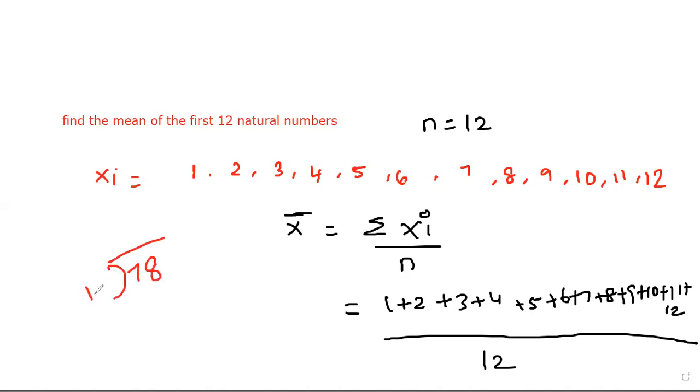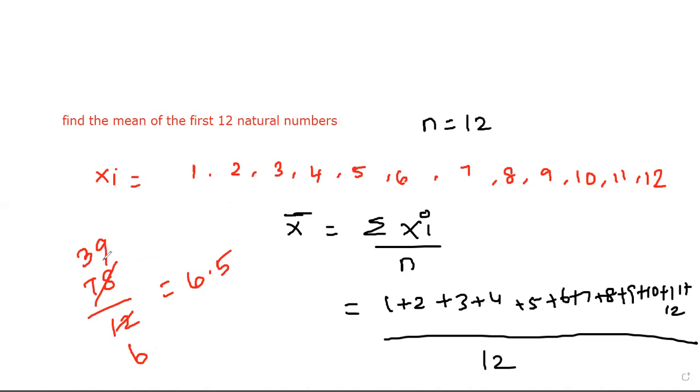78 divided by 12. See, if you are unsure about the 12 table, let me tell you how. 6.5. Yes, it is 6.5. Very good. So first you can simplify this with help of 2 table. You will have 6 here and you will have 39 here. And you can simplify this with 3 table. 2 3s are 6. 13 3s are 39. 13 by 2 would be 6.5. So 6.5 is the result. Please note it down.